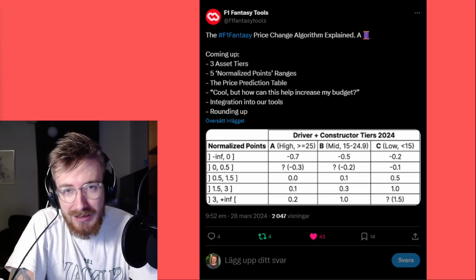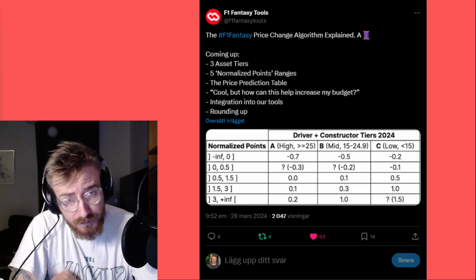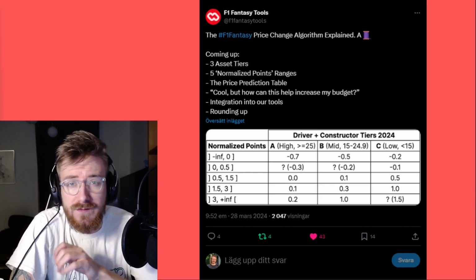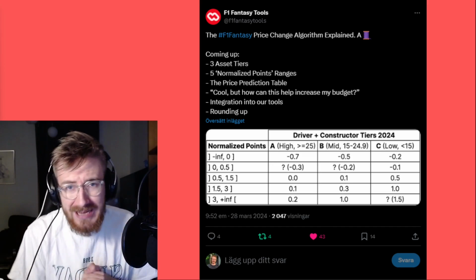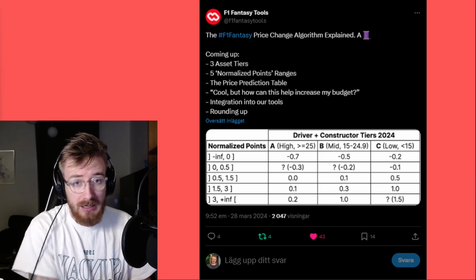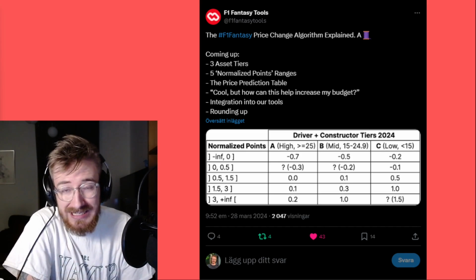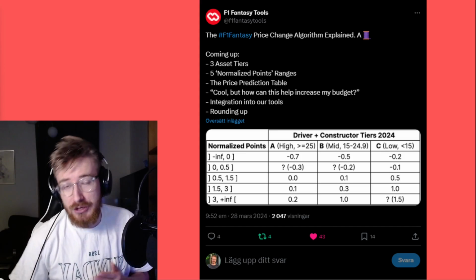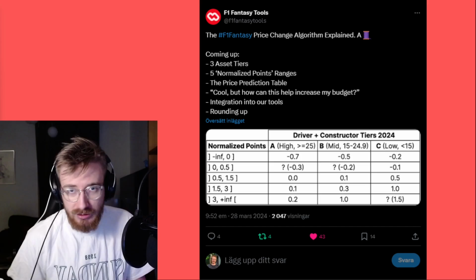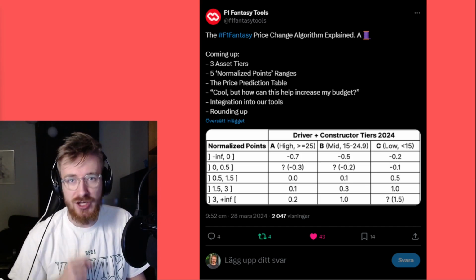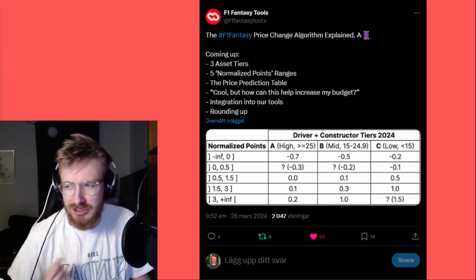Today we have a slightly different but very exciting video. Earlier today, F1 Fantasy Tools posted on Twitter that they have solved the price change algorithm, at least for Formula 1 Fantasy 2024. And that is very exciting because me and pretty much all other managers have been very puzzled by how these price changes actually work. And now we know with like a 99% certainty or something like that.